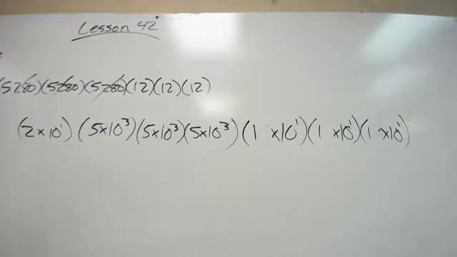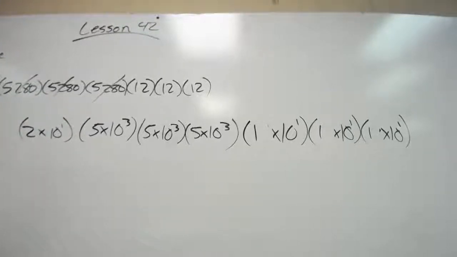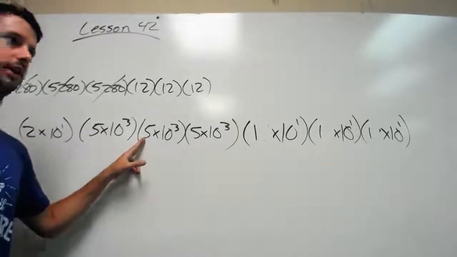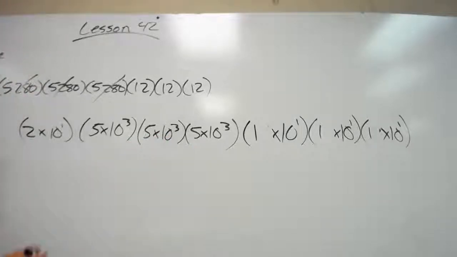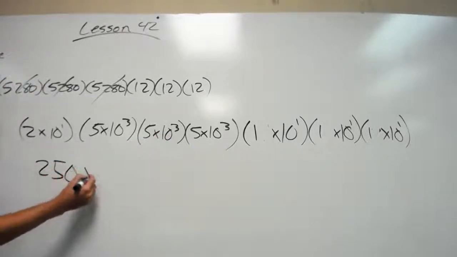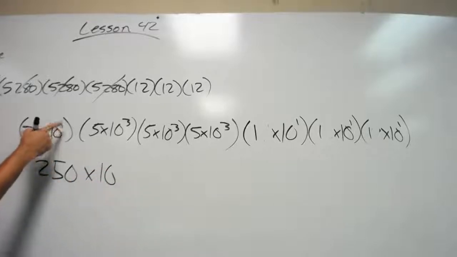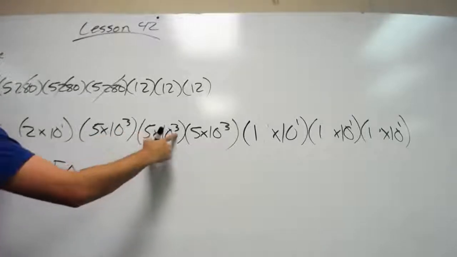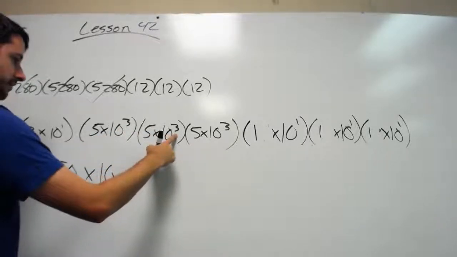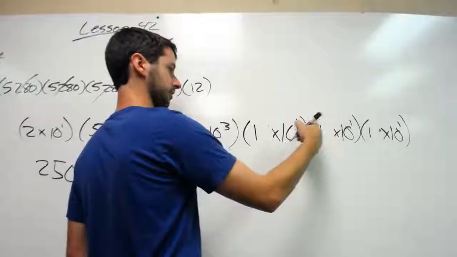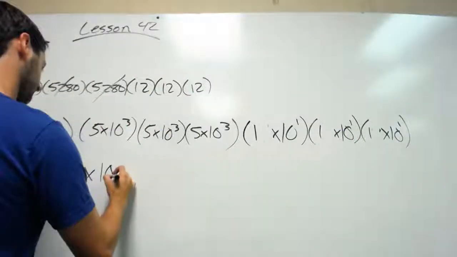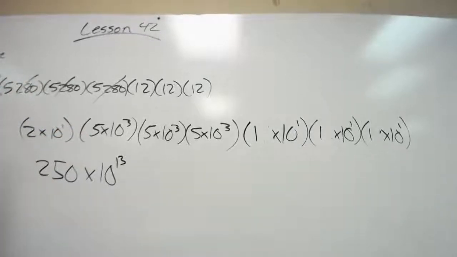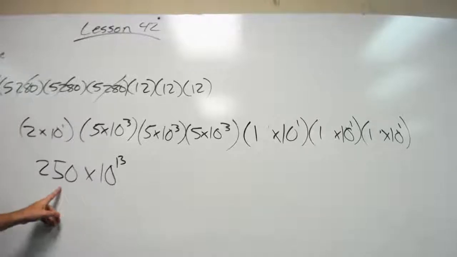Now we're going to multiply what we got here. So 2 times 5 is 10, times 5 is 50, times 5 is 250. So we're left with 250 times 10 to the, okay, we've got 1 plus 3 is 4, plus 3 is 7, plus 3 is 10, 11, 12, 13. So times 10 to the 13th power. Remember, if powers of ten are being multiplied, you add their exponents. Now this is not simplified yet.